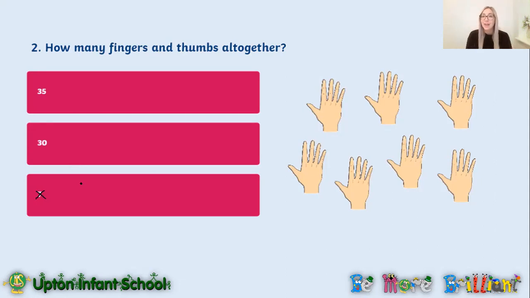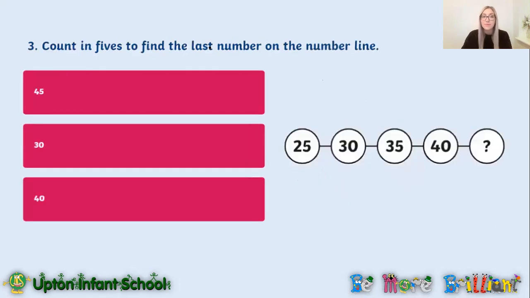Okay, right, let's have a go at counting in 5s and seeing how many hands we have got holding up. So off we go. 5, 10, 15, 20, 25, 30, 35. Did you get 35? I hope you did, and I'm sure you did. Our answer is 35. Well done.